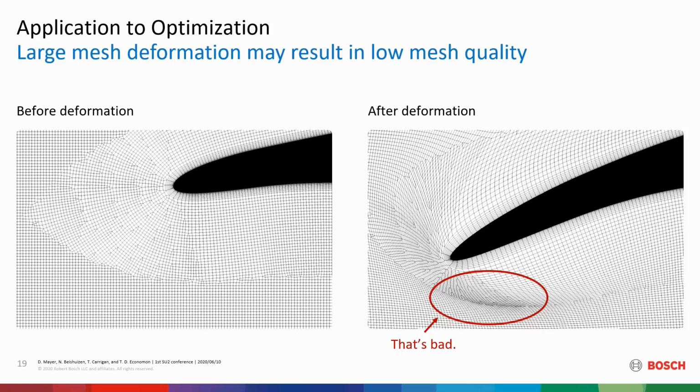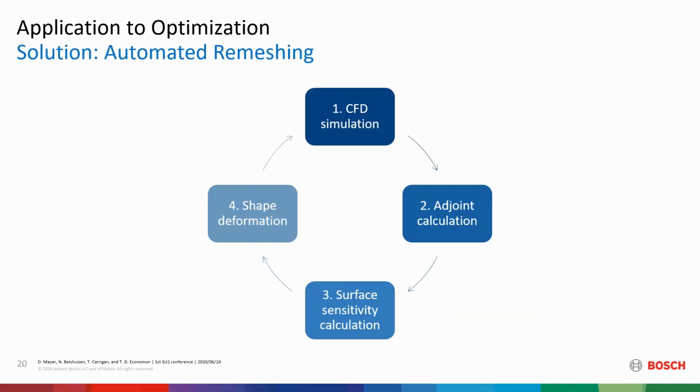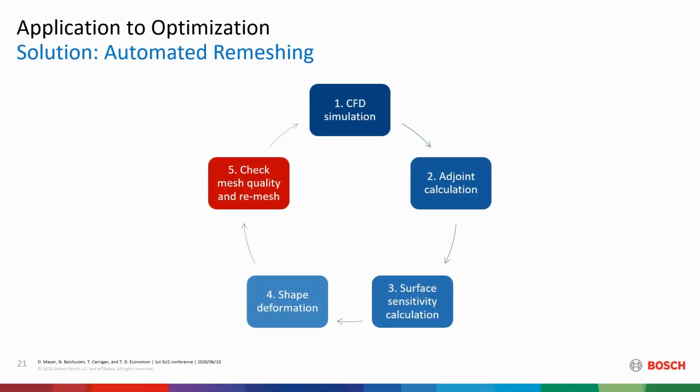In order to solve this problem, we teamed up with Pointwise and implemented an automatic remeshing feature. When we look at our simplified adjoint optimization cycle here, we introduce one more block right after the shape deformation in which we check the mesh quality, and if it is under a certain limit, then we remesh the geometry and go with this. Otherwise, if the quality is okay, we just take it. And with this, I will pass over to Travis, who will tell you everything about the meshing process.